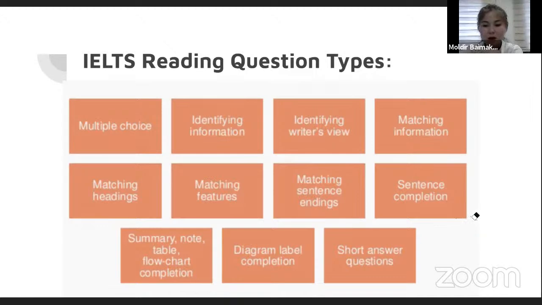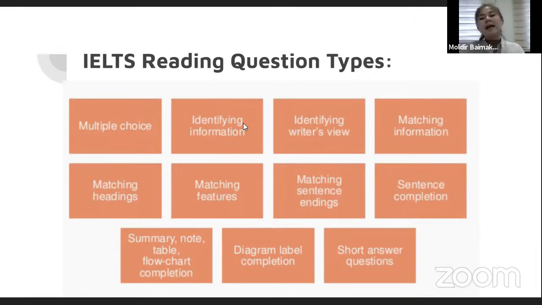Okay, the last three are here. First is summary, notes, table, flowchart completion. And this is actually also easy. They don't apply to just any kind of text. There are specific passages where, let's say, you have some kind of process, it starts like this and then goes to this, here it is produced like that. So we have a process, and what we do here is, for example, we have a flowchart and we just label parts.